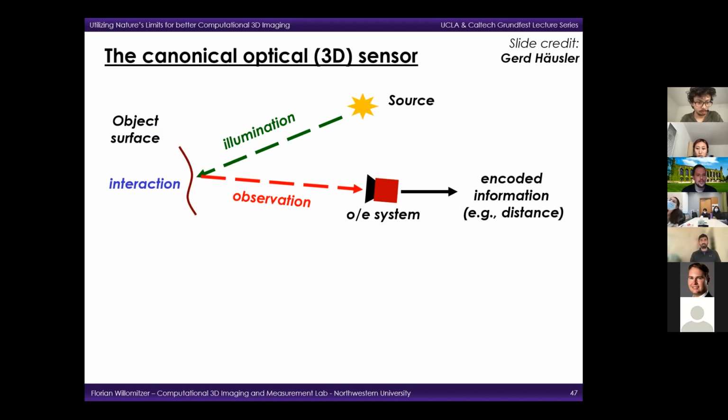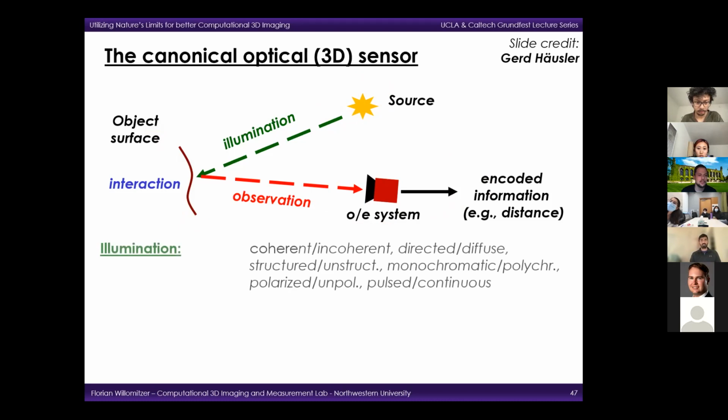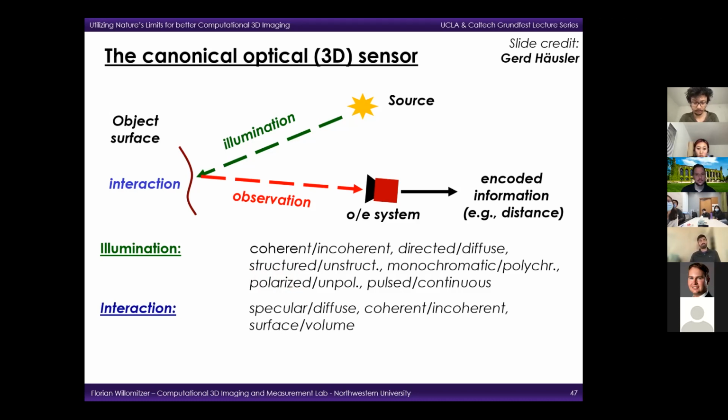And we also learned today that the illumination is actually very, very important. We have many modalities for the illumination that we can choose from, like coherent, structured, pulsed, you name it basically. Polarized, yeah, polarized, also very important here at UCLA, something that we did not discuss at all today. For all these illumination modalities, the object actually looks different and reveals different information. And also the interaction with the surface plays a role. So you have specular reflections, incoherent, volume scattering, and so on and so forth.